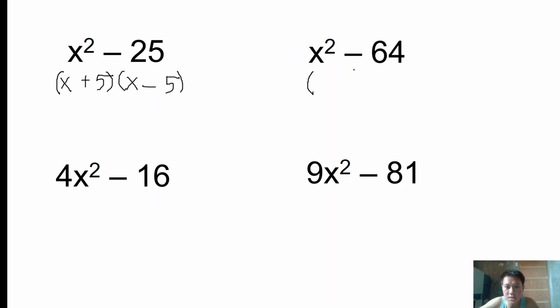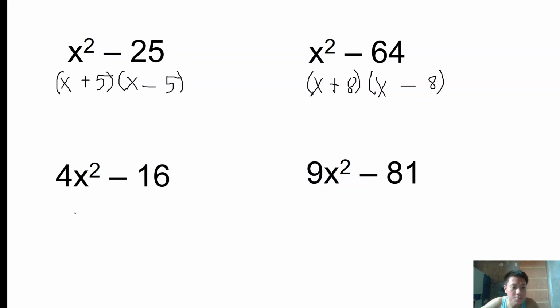So, in this case naman ulit, kunin lang natin yung square root ng x squared ay x. Ayan. Square root of 64 is 8. Difference of two perfect squares, plus and minus. So, the factor of x squared minus 64 is x plus 8 times x minus 8.